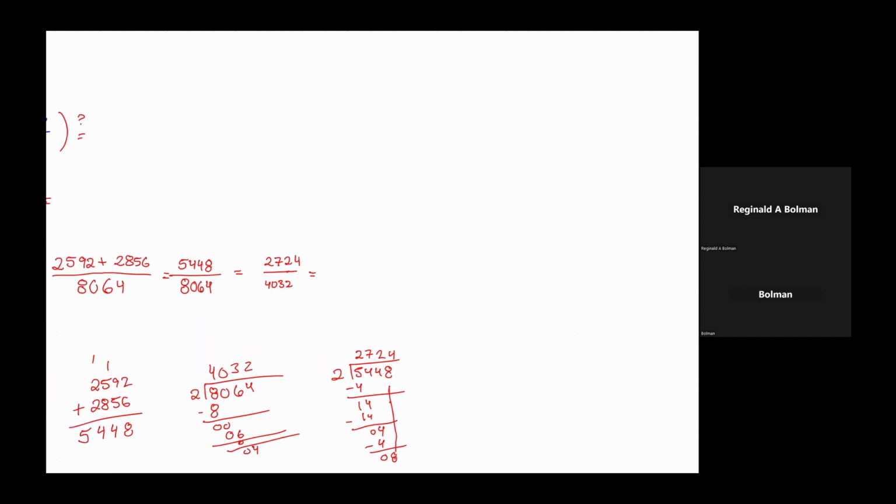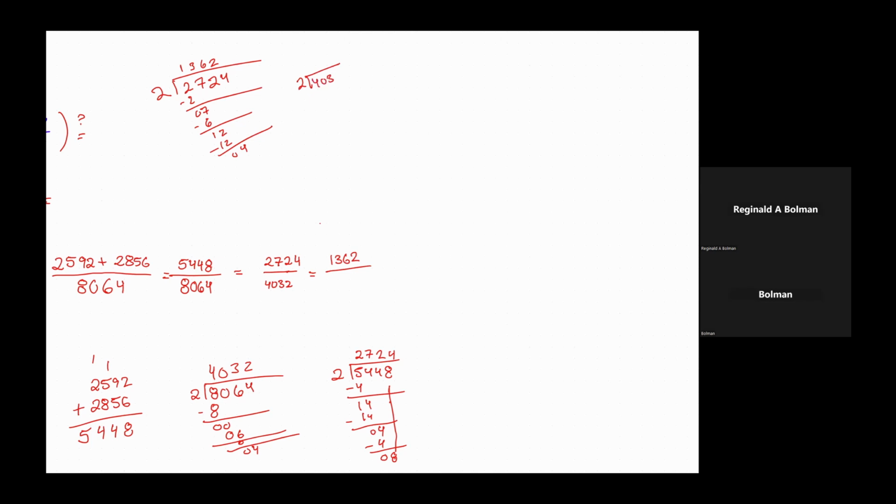So let's go ahead. We're going to take 2 again. We'll divide it into 2724. 2 goes into 2 once. 1 times 2 is 2. 2 goes into 7 3 times. 3 times 2 is 6. 2 goes into 12 6 times. 6 times 2 is 12. 2 goes into 4 2 times. So you get 1362 on top. And we should be able to go 2 into 4032.